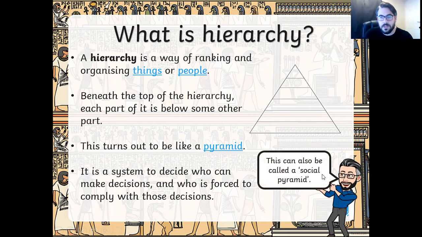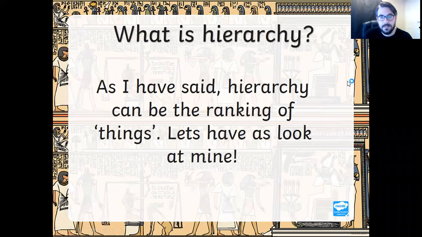This can also be called a social pyramid. So this image here can also be called a social pyramid. But as you can see, this one is blank. This one is empty. Okay, we haven't got the information in it yet. Moving on, as I've said, hierarchy can be the ranking of things as well as people. So let's have a quick look at what the hierarchy of my things in my life might look like.